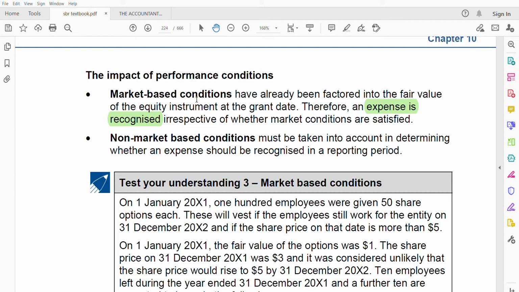What about non-market based conditions? This must be taken into account in determining whether an expense should be recognized in the reporting period or not. If you satisfy the condition, you recognize the expense. If you don't satisfy the condition, I mean the non-market based condition, then you don't recognize the expense. For example, they tell you that you must achieve this much of profit. If you're not able to achieve that profit, you don't recognize expense. But if it's about share price and all, that does not matter. Even if you have not achieved that minimum share price, you still recognize an expense.